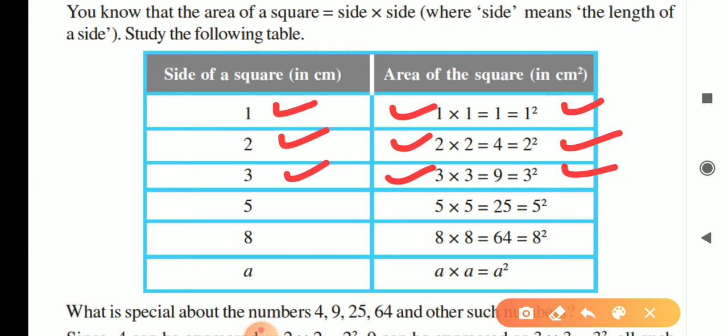And in general, if we consider the general form, if we take the side of the square as a unit or a centimeter, then the area will be a into a, that is a square.